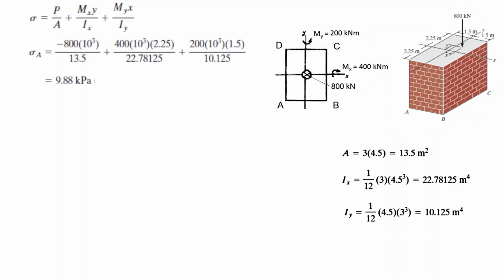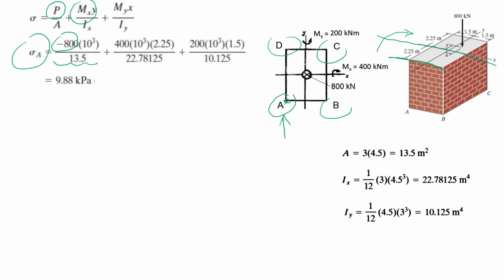Let's try to find the sigma values in points A, B, C, D. When we start with A, due to this normal force, minus 800 compression, we will have a negative sigma. And due to Mx, when we look at the section, the bending will be in this direction. So in the front surface, we will have positive, that means tensile stresses, so we will have plus. This is my bending moment, this is the distance from the neutral axis, 2.25, and this is the moment of inertia, which we have already calculated.